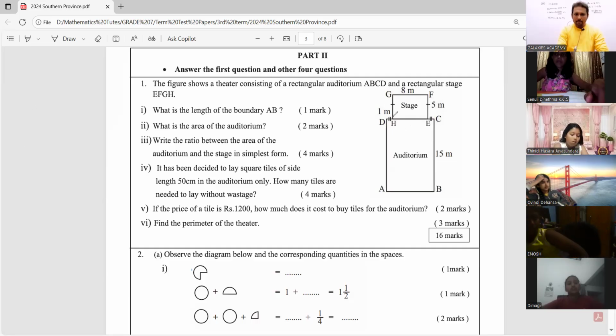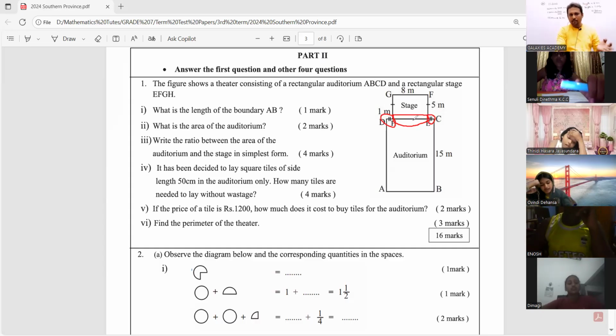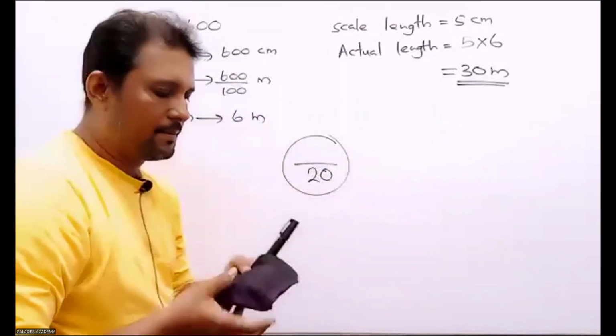Look at this, okay? This part is 1 meter, no? Then this part is 8 meters. This part is 8 meters. And this part should be 1 meter, no? So what is the length? 1 plus 8, 9. 9 plus 1, 10. So what is the first part answer? AB, 10 meters.